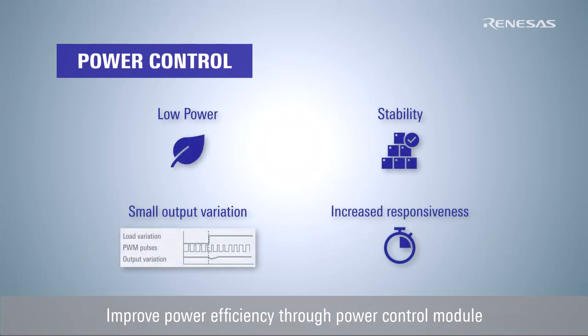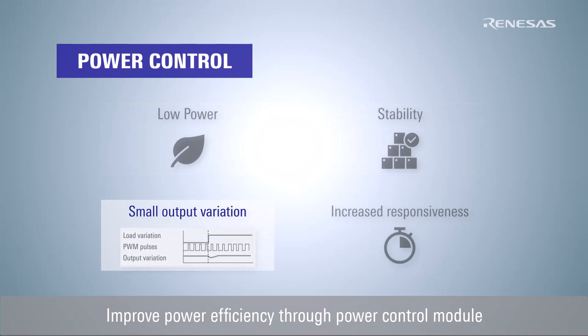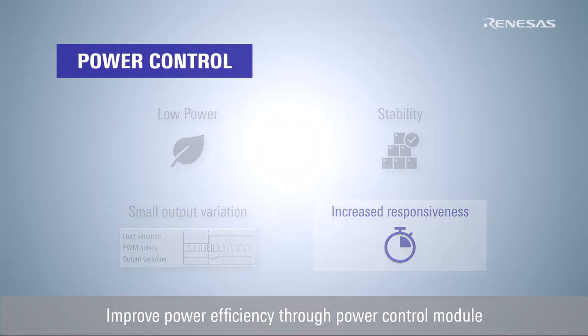The power control module, centralizing several functions, is another key component of the smart lighting system. Digitizing the power supply is a method to improve the efficiency. It will reduce power consumption, maintain stability, minimize output variation, and increase responsiveness.